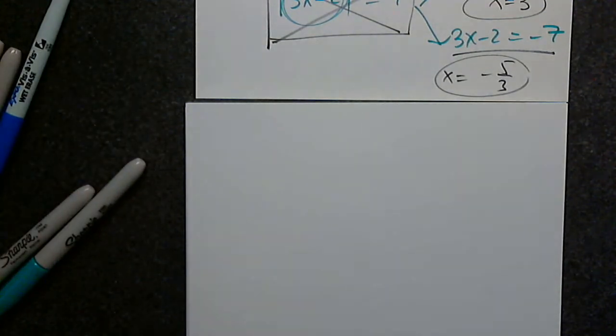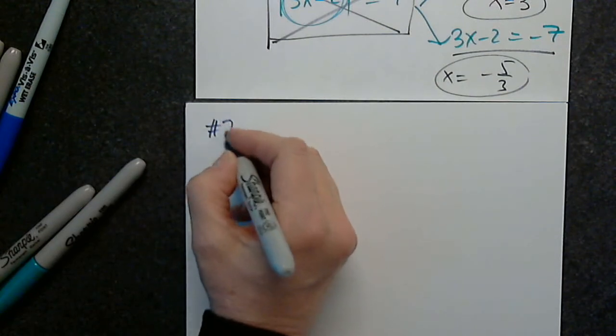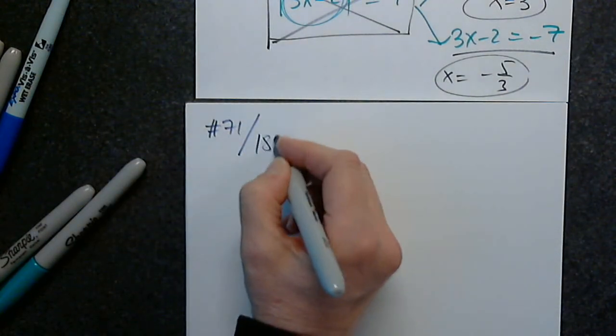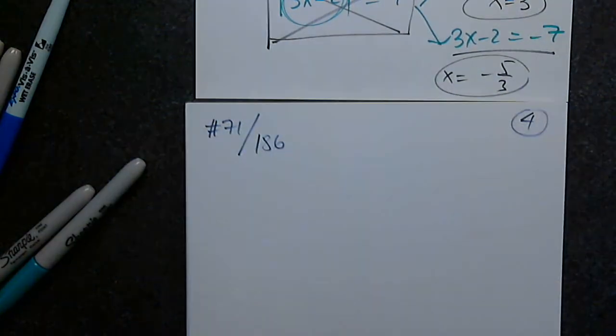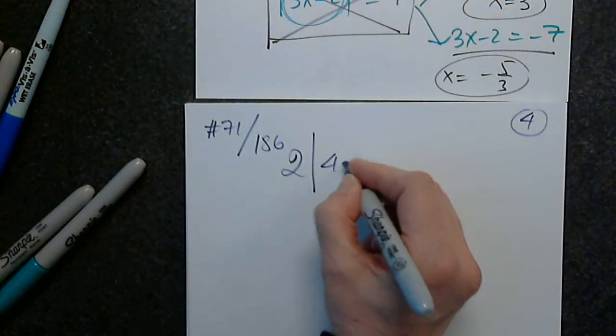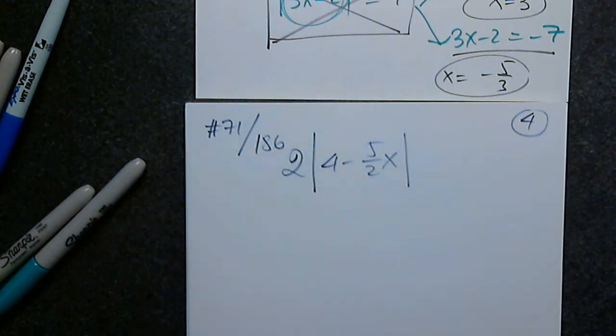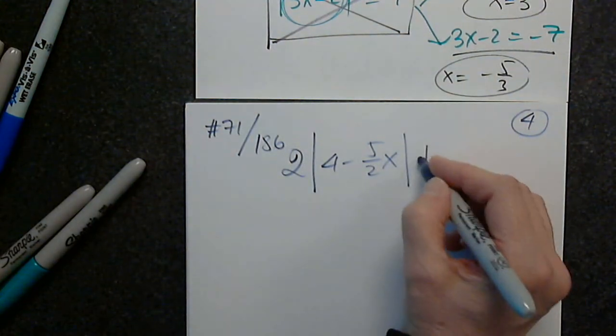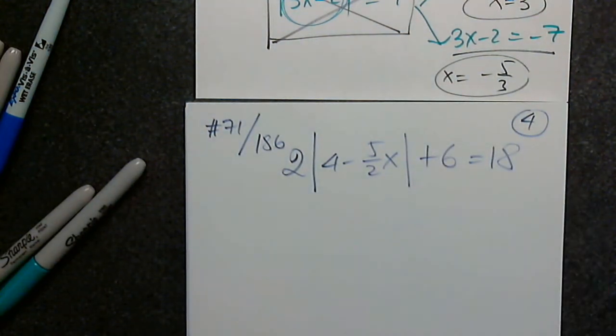So let's say 71, same page, 186. Absolute value of 4 minus 5 halves x plus 6 equals 18. Again, remember, we can touch the absolute value, but we can clean it up.